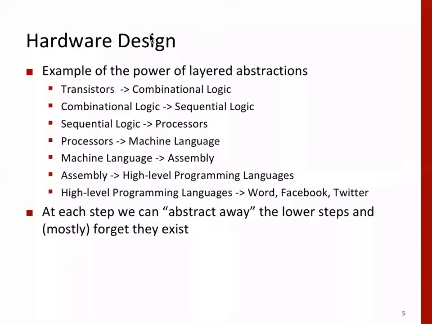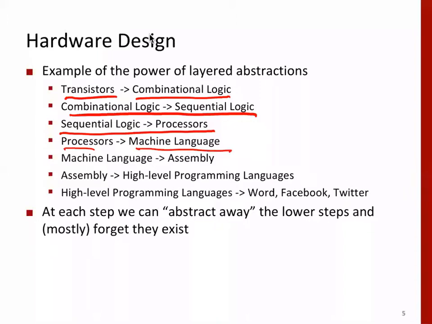For example, at the bottom level we have transistors, and from transistors we create combinational logic, and from combinational logic we create sequential logic, and from sequential logic we create processors. Because a processor requires both sequential logic as well as combinational logic. Then for the processor we define machine level language. And a higher abstracted view of machine language is assembly. An abstracted view of assembly is high level language, and so on.